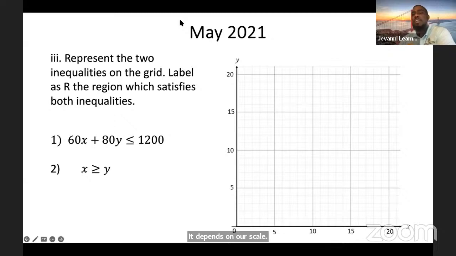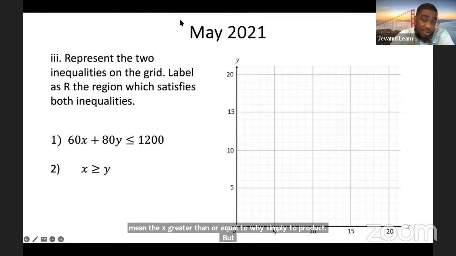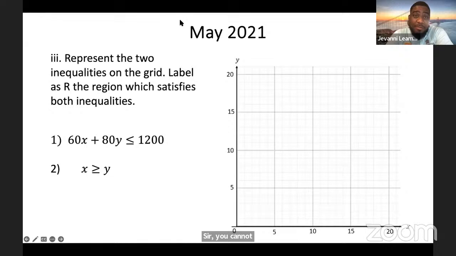So how can you manipulate this now to plot 60x plus 80y less than or equal to 1,200? I mean, x greater than or equal to y is simply to plot. Sir, you cannot plot the first. It has to be simplified. Oh, you have simplified. So how are we simplifying?